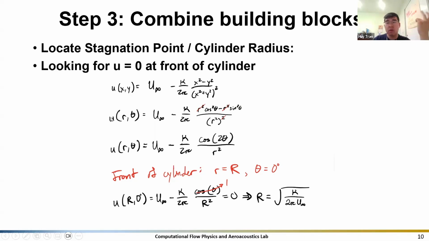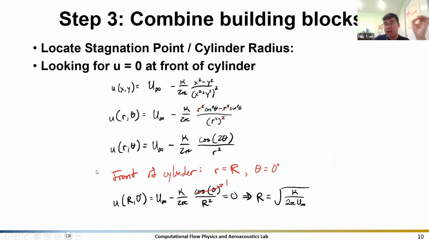It's just some polar coordinates equations that you can find online. But essentially, I have some r squared terms that pop out. I'm going to cancel them. And as a result, I have the following: u infinity minus kappa over 2 pi times cosine 2 theta, because cosine squared theta minus sine squared theta is the cosine double angle formula, divided by r squared.